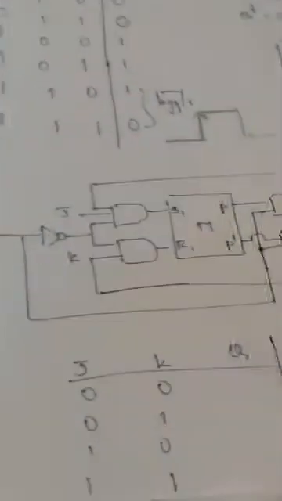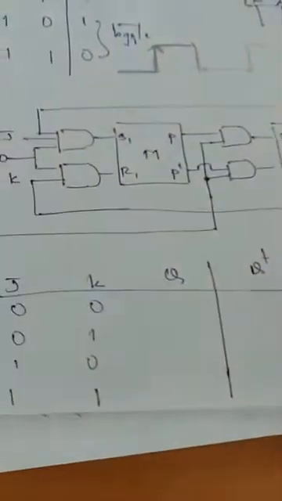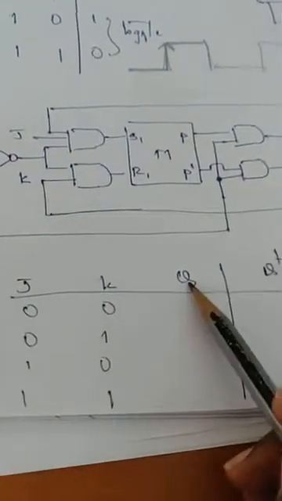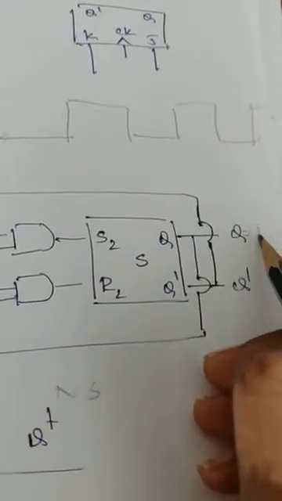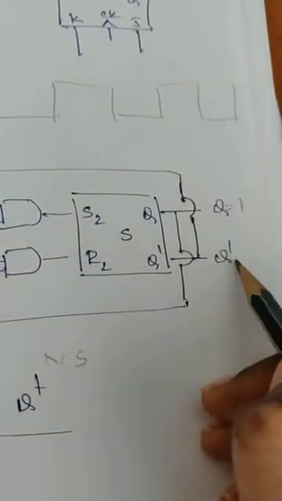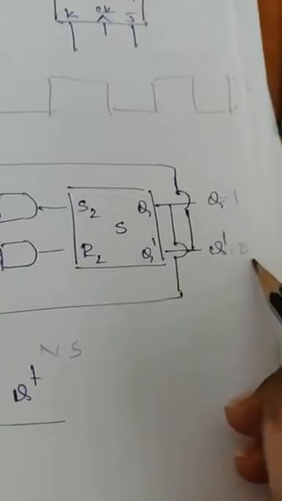So let me take 4 possible combinations here. I have written a table here. JK inputs, Q is the present state, Q plus is the next state. Let me take the present state equal to 1. Right now the Q output is 1. If Q is 1, Q bar is 0.